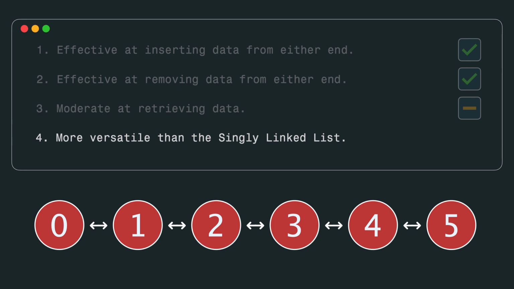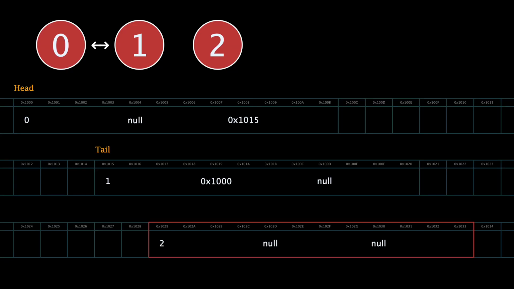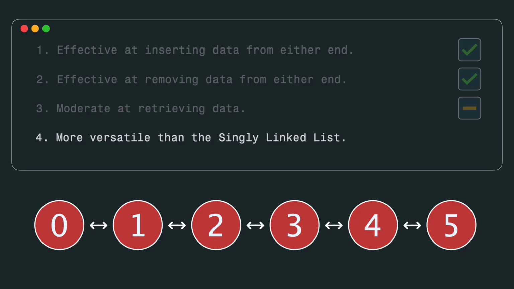So why would you ever bother using a singly linked list? Well, keep in mind that each node in a doubly linked list contains 2 references and therefore requires more memory. So while it is more efficient than a singly linked list in almost every task, it does consume more memory, so that's something you should keep in consideration.